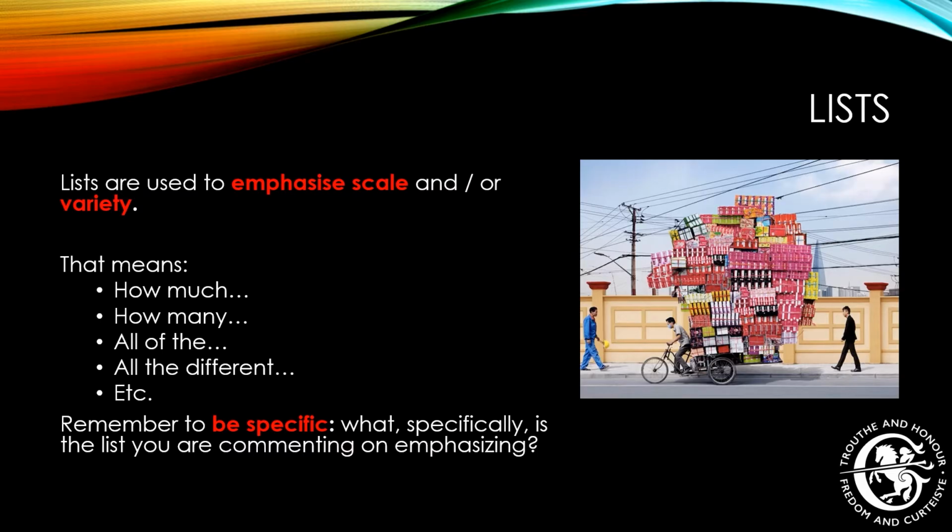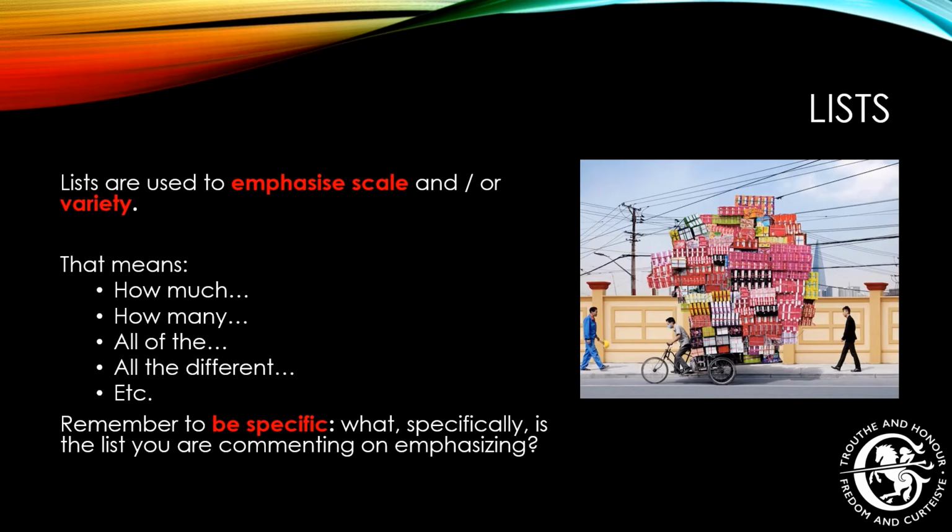If you're going to get the mark, you need to clearly say what that list is emphasizing, and it must relate to scale and or variety. So that means in your answer, you're looking to use words and phrases such as how much, how many, all the different, as well as actually using the words scale and variety as well. But what is really important is you must be specific. What specifically is a list that you are commenting on emphasizing? You can't just quote a list and say this list emphasizes the scale of variety. They're not going to give you a mark for that. That's a generic comment. You need to look at that list and see the scale or variety of what is being emphasized.